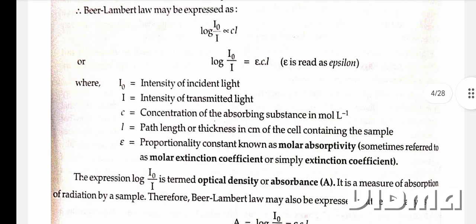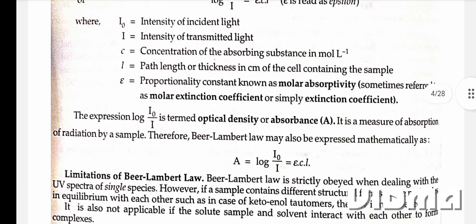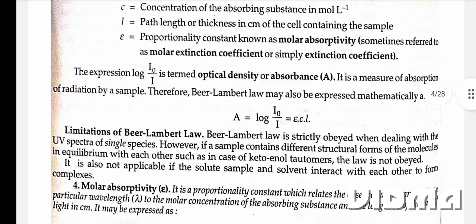I₀ is the intensity of incident light, I is the intensity of transmitted light, C is the concentration of the absorbing substance in mol L⁻¹, L is the path length or thickness in centimeters of the cell containing the sample, and ε is a proportionality constant known as molar absorptivity. The expression log I₀/I is termed optical density or absorbance. It is a measure of absorption of radiation by a sample. Therefore, Beer-Lambert's law may also be expressed mathematically as A = log I₀/I = ε·C·L.